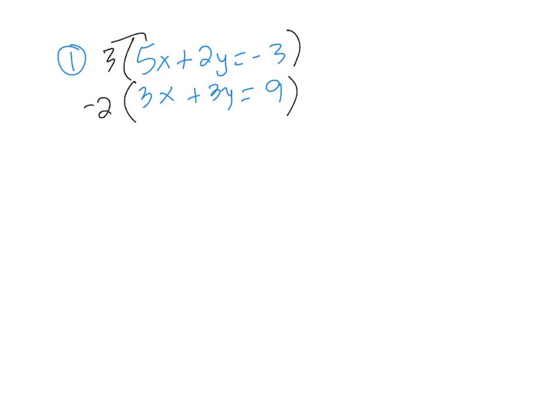3 times 5x is 15x. 3 times 2y is 6y. And 3 times negative 3 is negative 9.